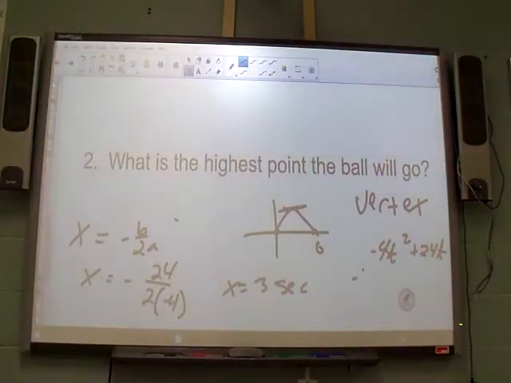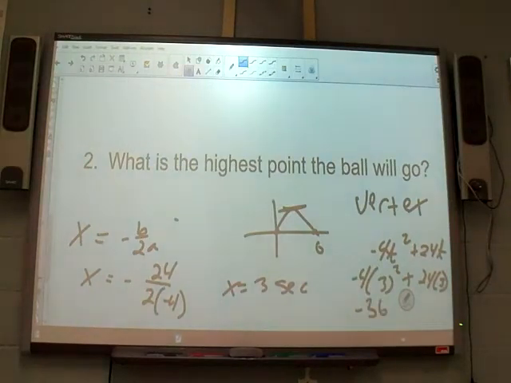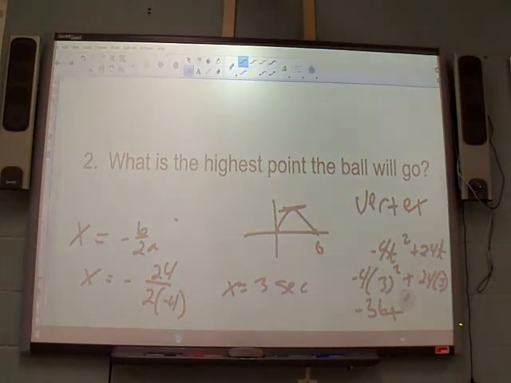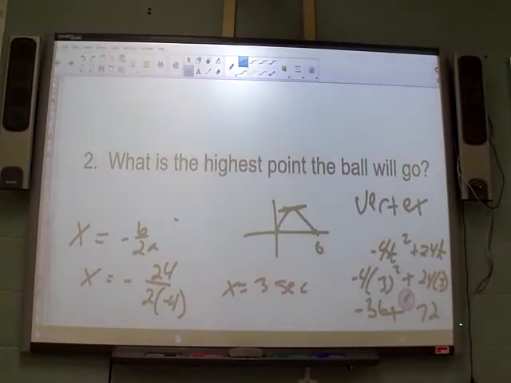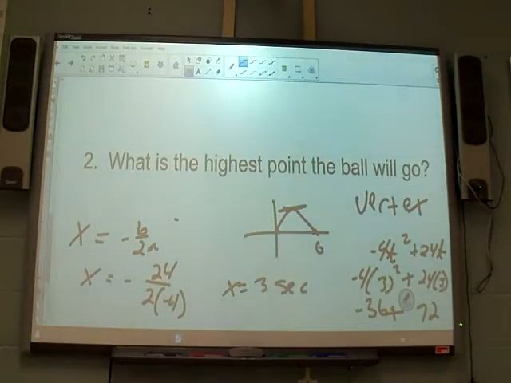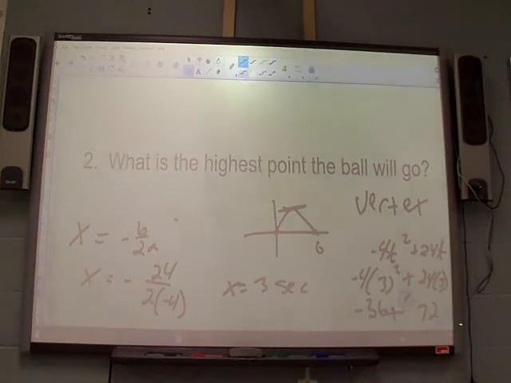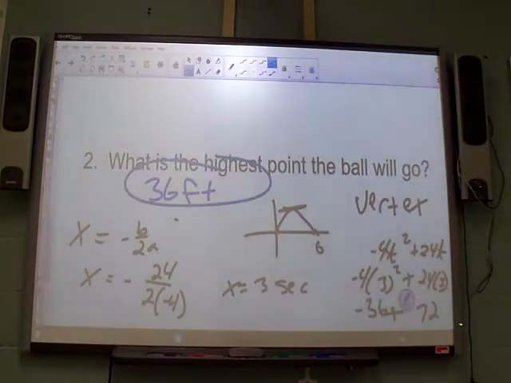So I'm going to do negative 4 times 3 squared plus 24 times 3. So 3 squared is 9. 9 times negative 4 is negative 36, plus 24 times 3, I think, is 72. 4 times 3 is 12, yeah, 72. So I'm looking at negative 36 plus 72, which is 36. So what's the highest point the ball will go? Let me get a new color so you can see it. Negative 36 plus 72 is 36 feet.